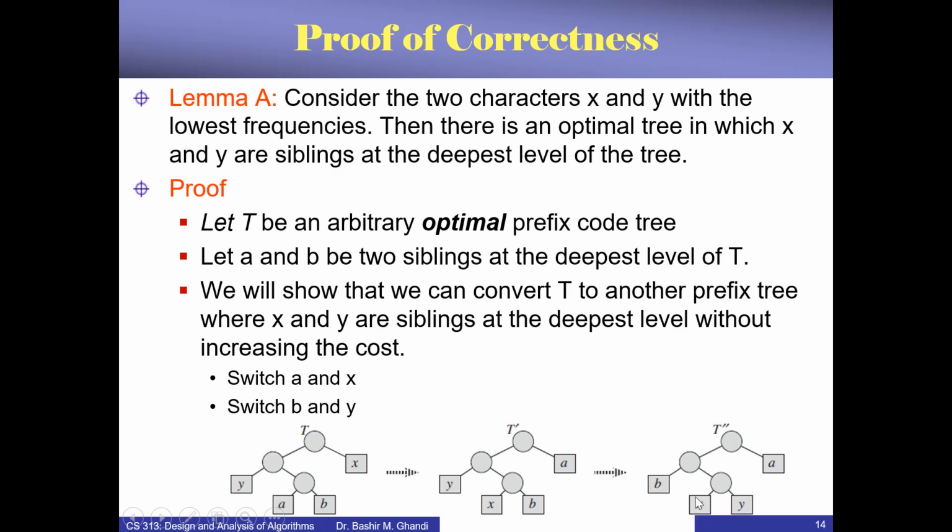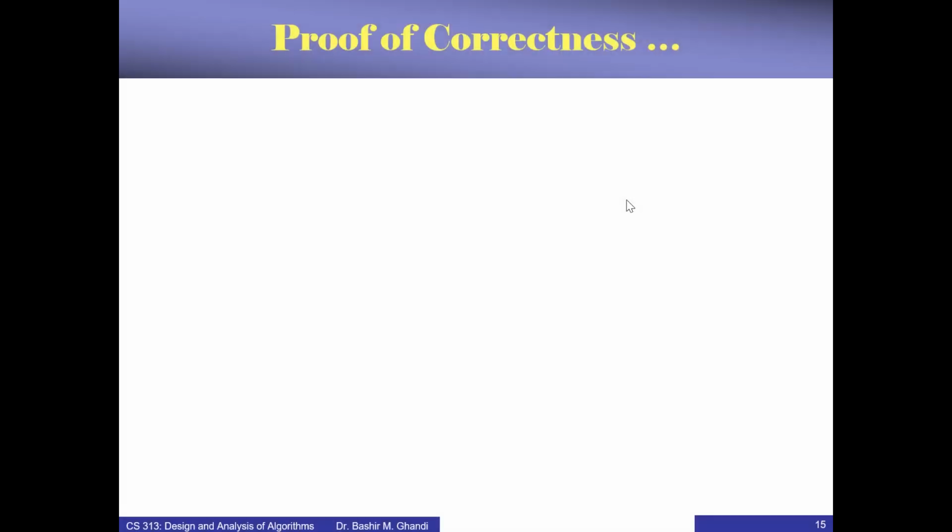So we're going to have a tree with X and Y being the ones at the deepest level. Okay, of course, X and Y have the least frequencies. We said this is the proposition, and that this tree is still optimal, just like T. So if we can do that, then we will have proved the lemma. Okay, so let's go ahead and do that.